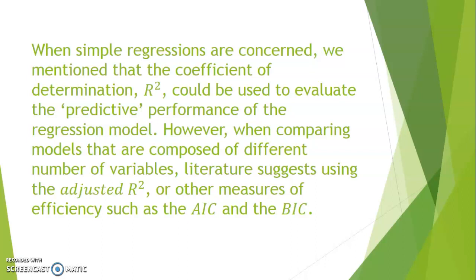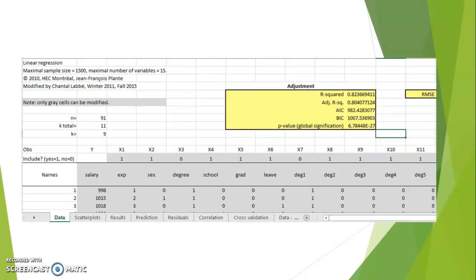However, when models are composed of different numbers of variables, statisticians suggest we use either the adjusted R-square or other indicators such as the AIC or BIC indicators. In the template that you are provided with, under the data worksheet, you will notice that the performance indicators are provided in the adjustment section, with the adjusted R-square, the AIC, and the BIC.